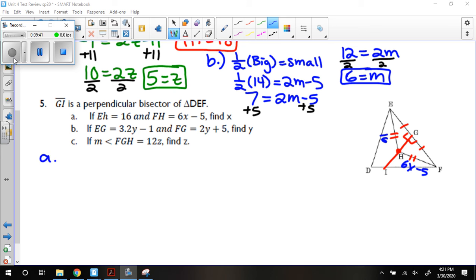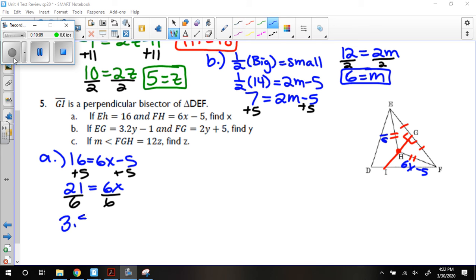So for part A, we know those are equal, so 16 equals 6x minus 5. We can add 5. We get 21 is equal to 6x, and we can divide by 6, and 21 divided by 6 is 3.5. Okay, so there's x. That's all they wanted us to do in part A.